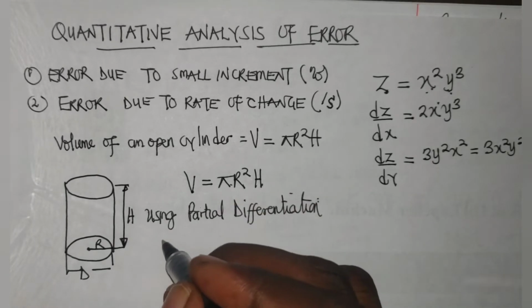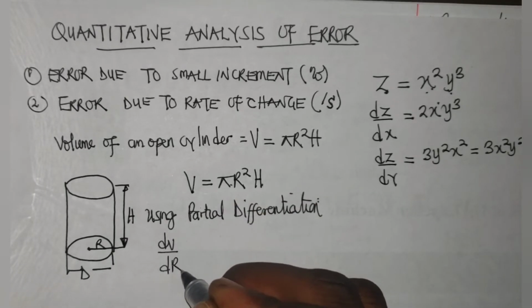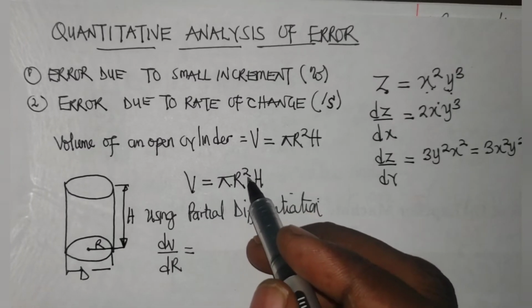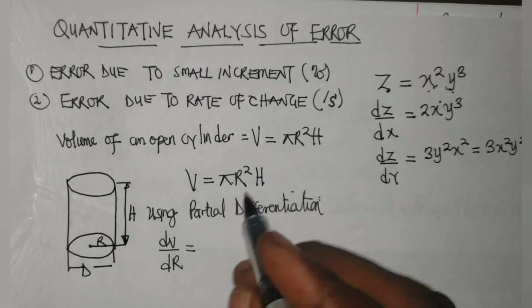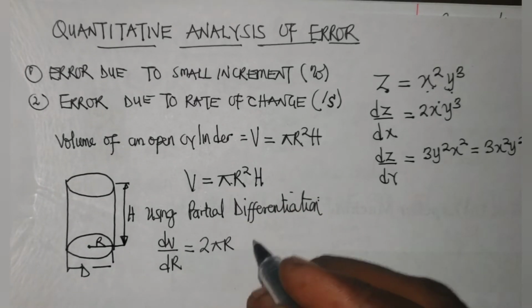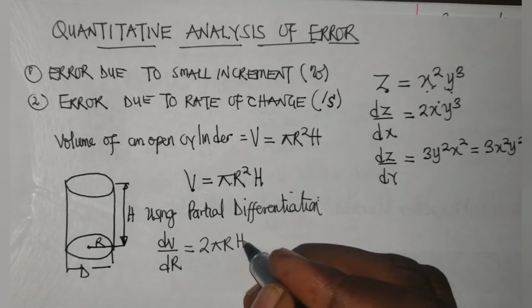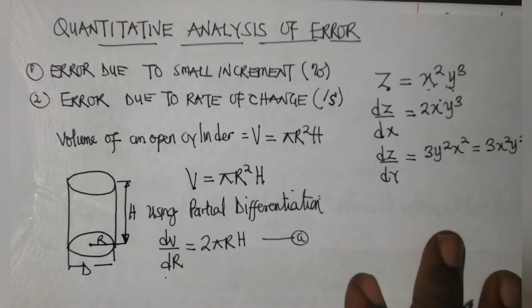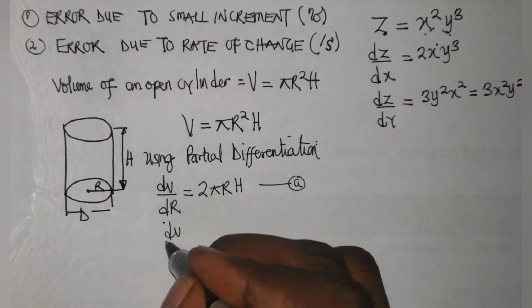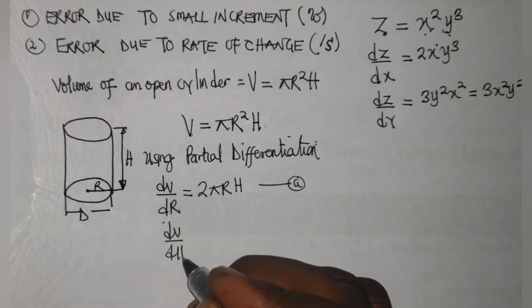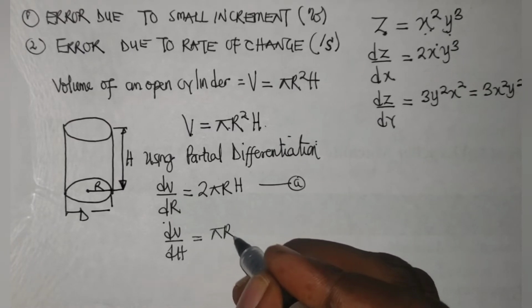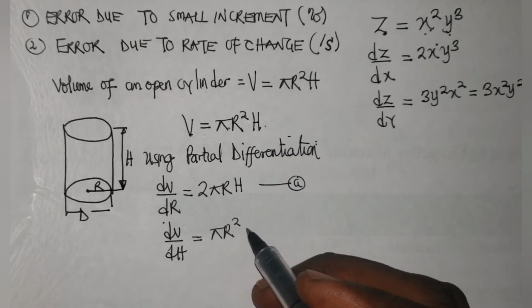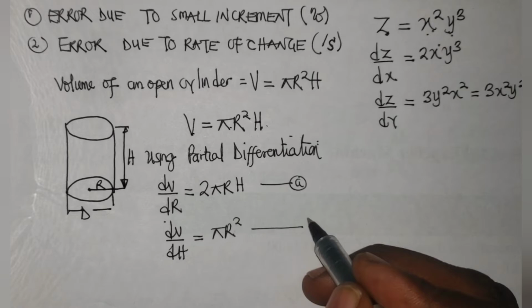So I'm going to be having dV over dr if I differentiate my volume with respect to my r. And just like I explained earlier, the 2 is going to come down, then you subtract 1 from the power, just 1, then you write back your h. Similarly, we call this a. If I differentiate my V with respect to my h, that's going to give me pi r square, because h is raised to power 1 and you subtract 1, it is going to be 0. Anything raised to power 0 is 1. So I'm going to be having this for that.